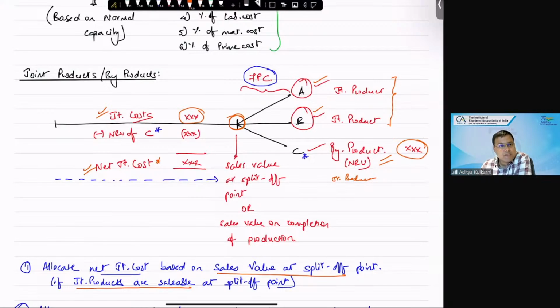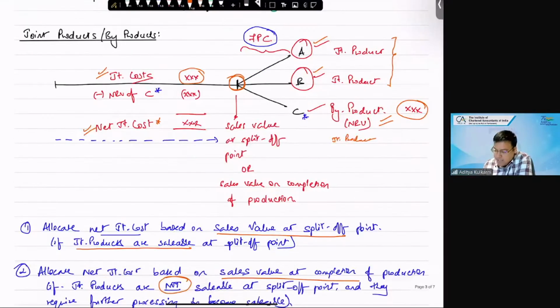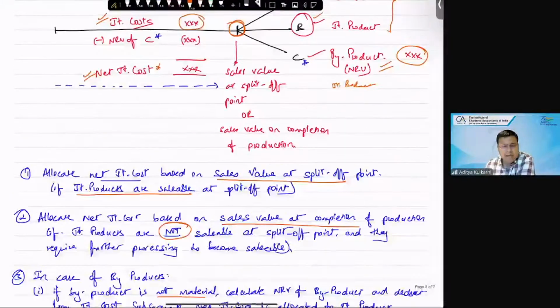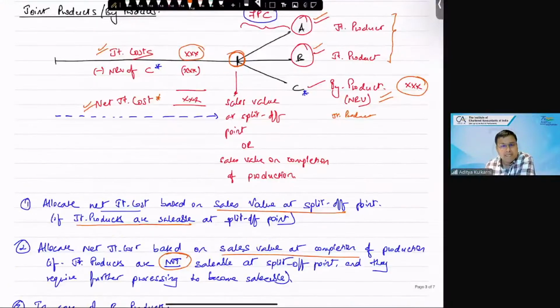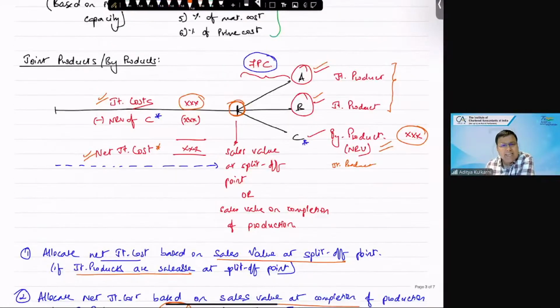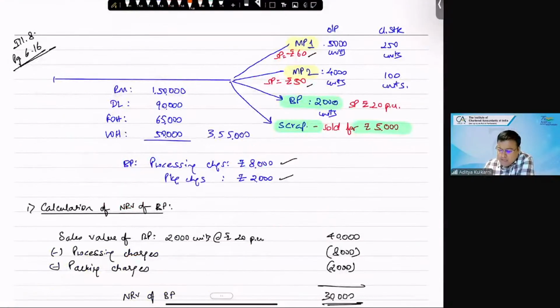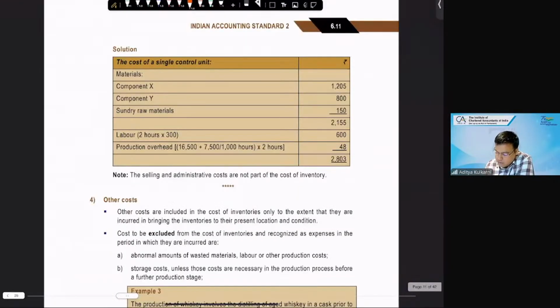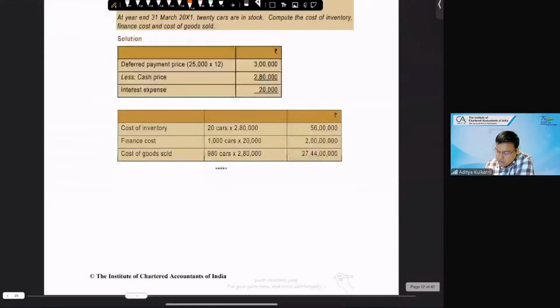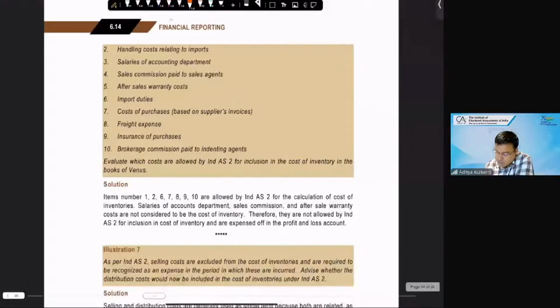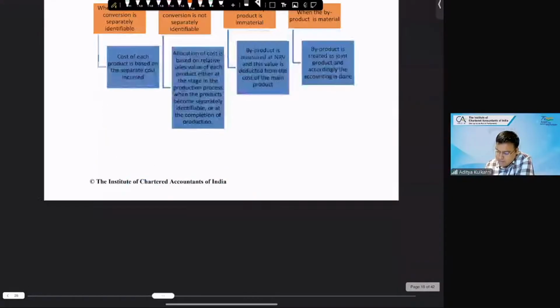No problem. Okay. So that takes care of joint and byproducts. Anybody has any doubts? Slightly technical, but largely it's okay. All right. So let us come to one question that should resolve most of your issues on joint costs. Question number 8.